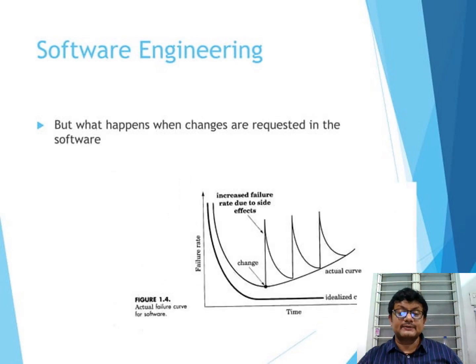But what happens when changes are requested in the software? You can see in the graph, over the time period, if there are any changes being requested in the software, then there is an increased failure rate due to the side effects. So as and when you don't change the software, the curve will be uniform. The curve will have no failure rates.